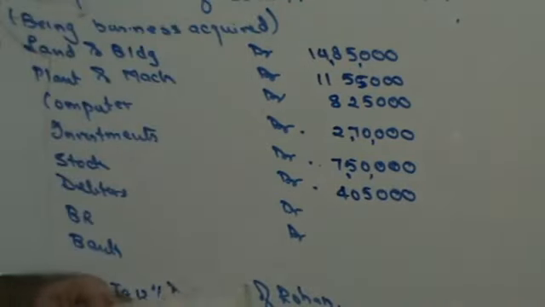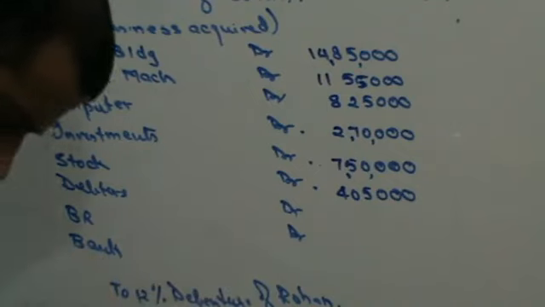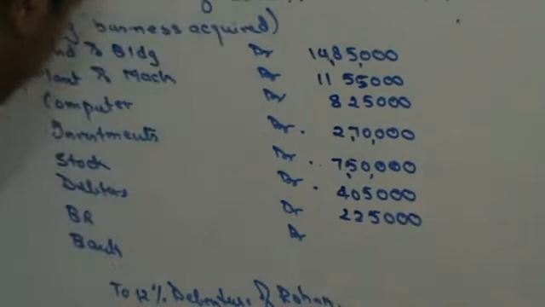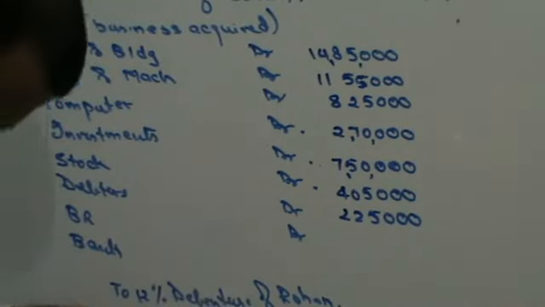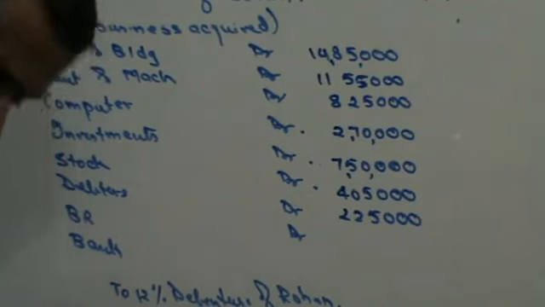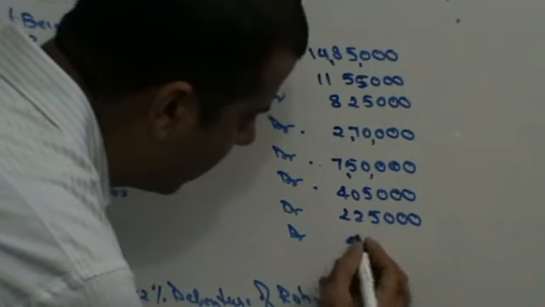Right? They haven't said anything about bills receivable. That's 2,25,000. And they haven't said anything about bank. So that is 375. 575, 570. Someone please add that and check that.